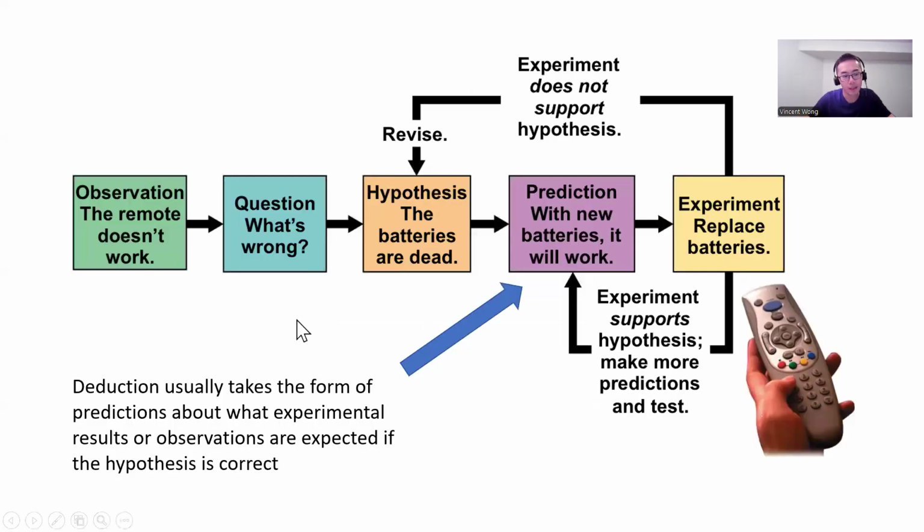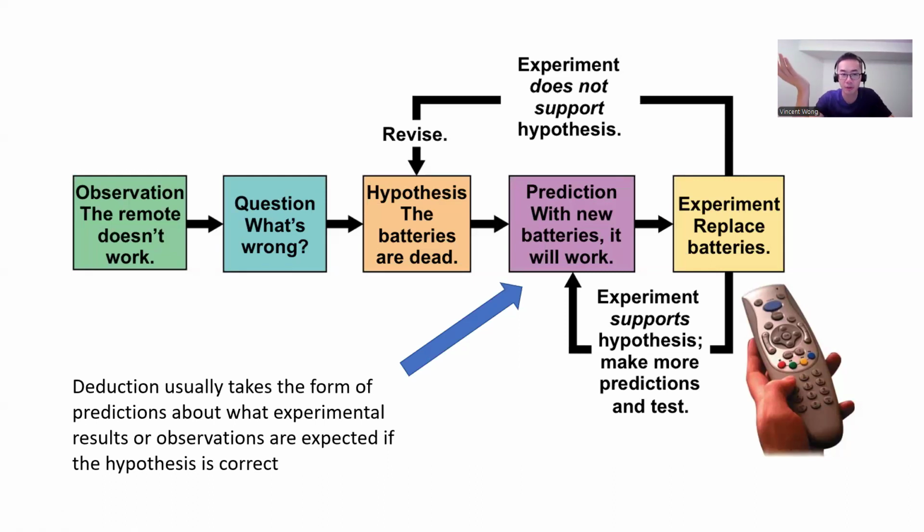So let's start with an example that we might all be familiar with. Let's say you try to turn on the TV and nothing happened. So that's the observation. The remote doesn't work. The natural question to ask would be, what's wrong with the remote? And then you try to answer your own question. You have some guesses as to why this is the case. So this is the hypothesis stage. You're trying to come up with a tentative answer. And this tentative answer, some people call it an educated guess, is often based on your previous experience.